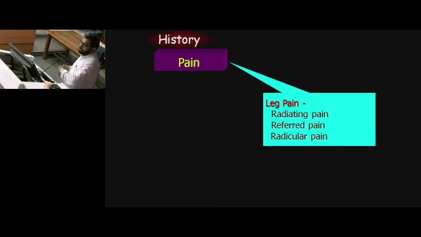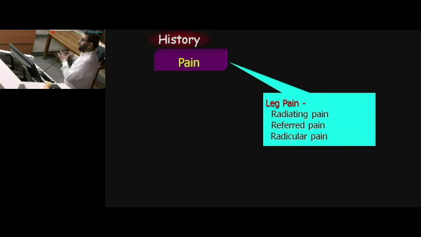Radiating pain is a pain that starts from the site of pathology and radiates to a distant site. Radiating pain can happen with hip pathology also. If the patient has any hip pathology, the pain will radiate along the thigh till the knee.